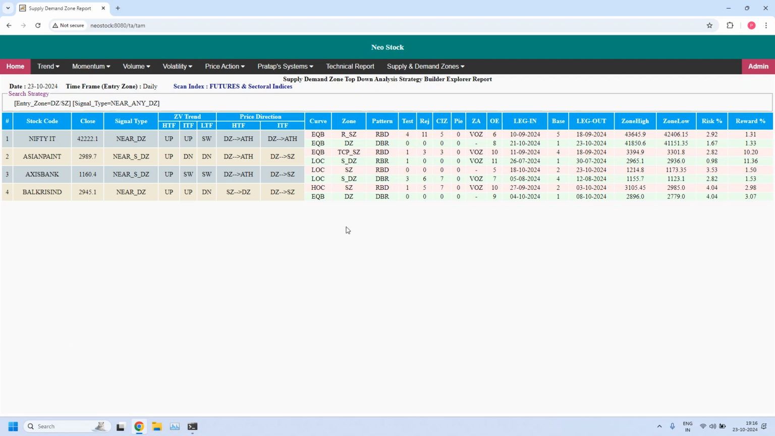Let's verify any high liquidity zones. Asian Paint is having high liquidity demand and supply zones. And Axis Bank is also having a high liquidity daily demand zone. If you can find fresh fine-tuned 5-minute zones, you can plan your trades.